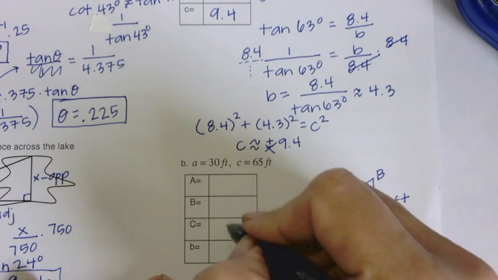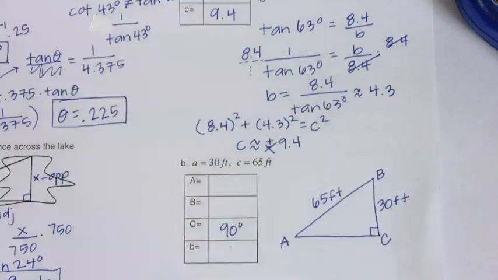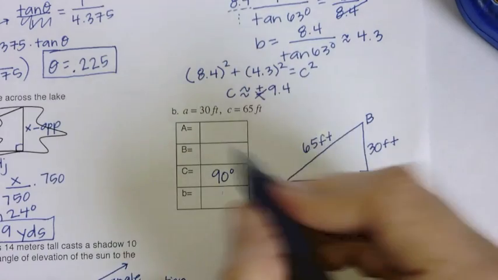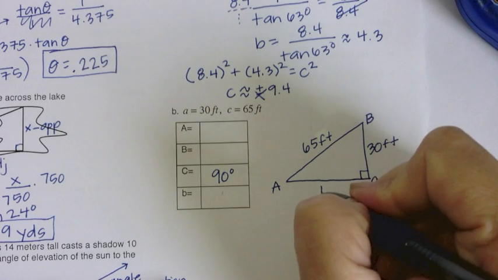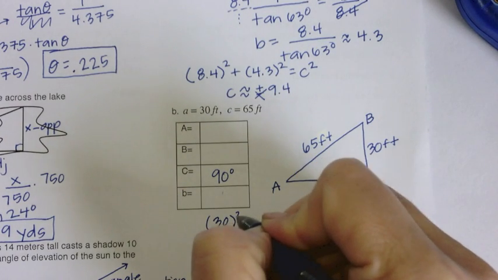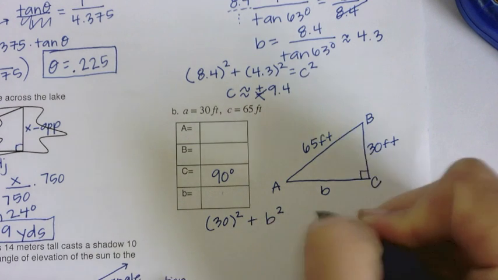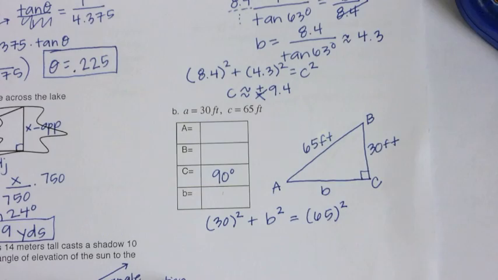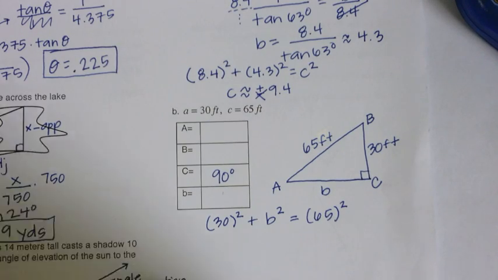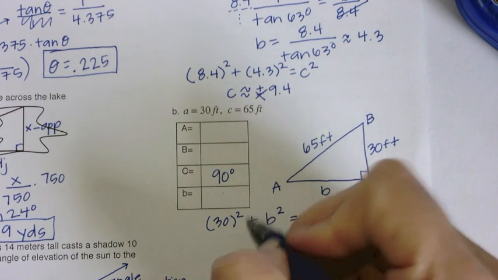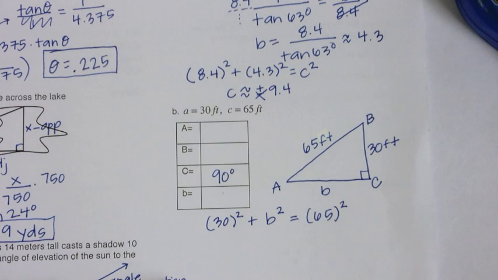So I know angle C is 90 degrees because this is a right triangle, and it tells you in the problem. And to find my missing B side, I can just do Pythagorean theorem real quick. So be careful, because you're given the hypotenuse, you're not given one of the sides. So your setup is a little different. So then you're going to subtract out. So we're going to get 30 squared, which is 900.